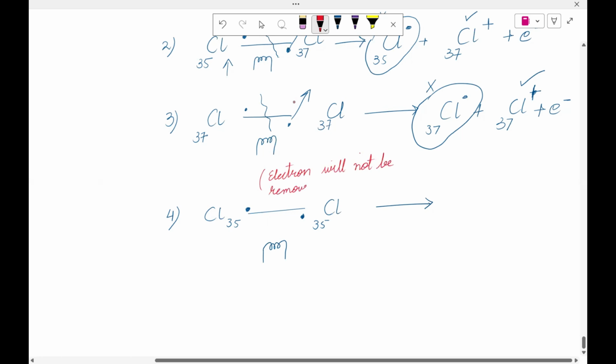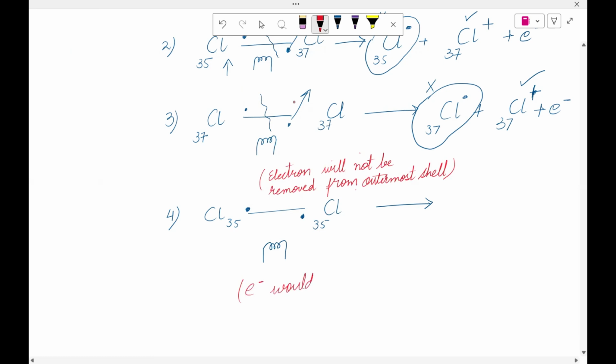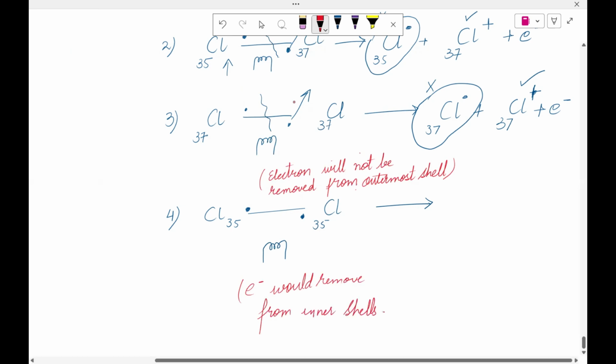be removed from the outermost shell. Instead, what is going to happen here? The electron would be removed from the inner shell, from the inner shells. Is that clear? Yeah. So when the electron would be removed from the inner shell, then what is going to happen?